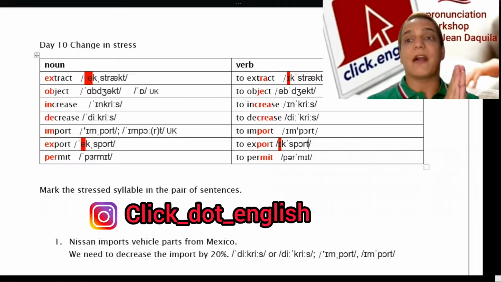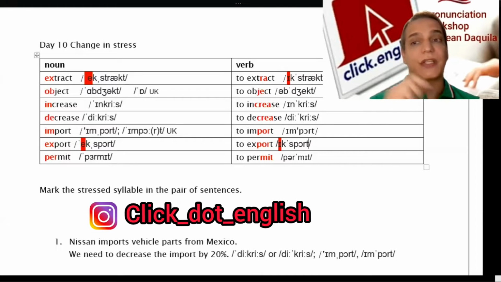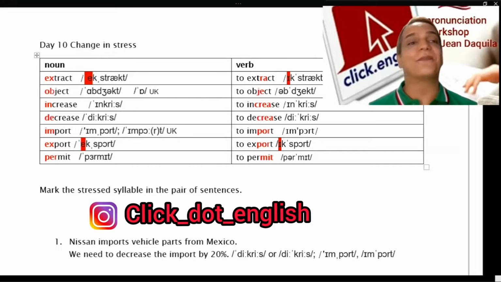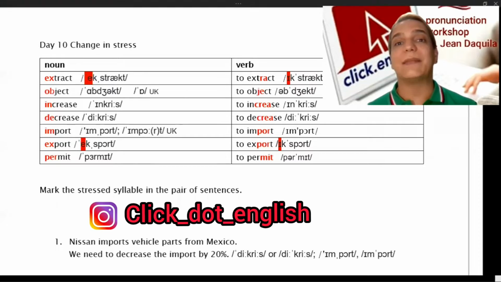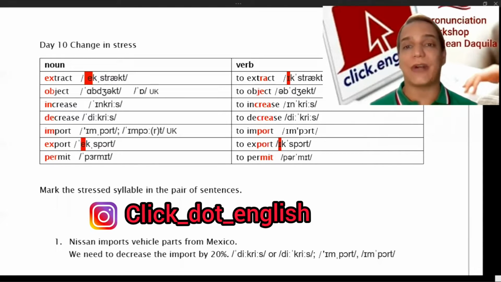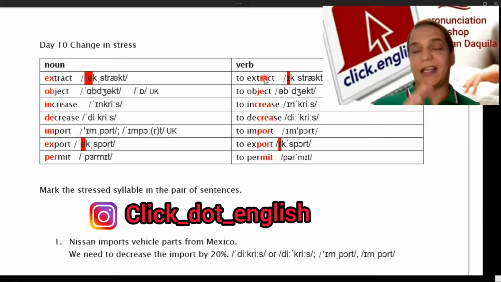All right, they are all verbs and nouns that we spell the same, we write them in the same way, but the stress is different, so I'm going to pronounce them differently as well. Okay, so the first example we have here is the word extract, or extract. So depending on how I stress this noun or this verb, it's going to mean one thing. It's going to be a noun or a verb.